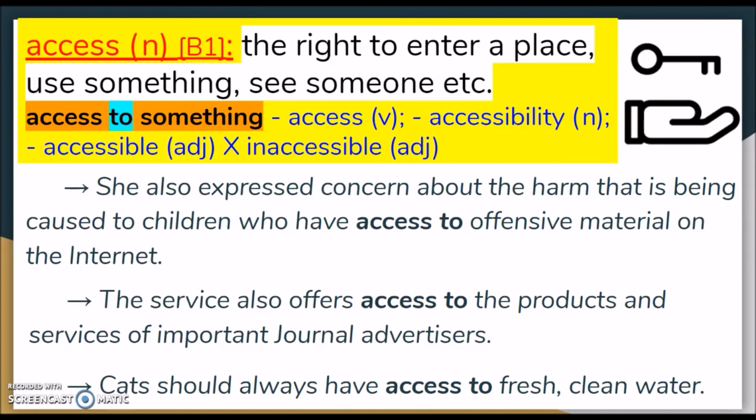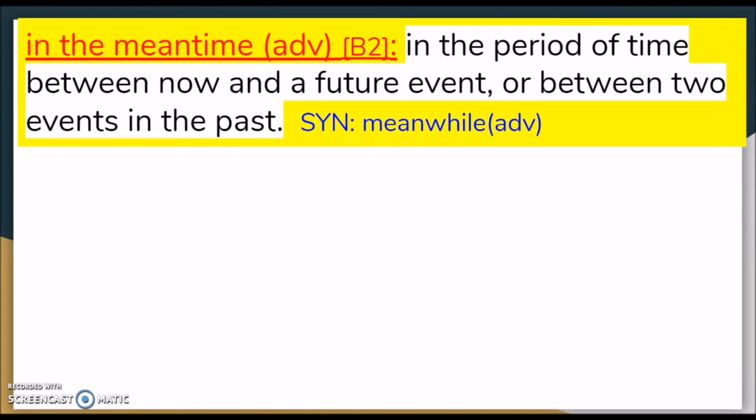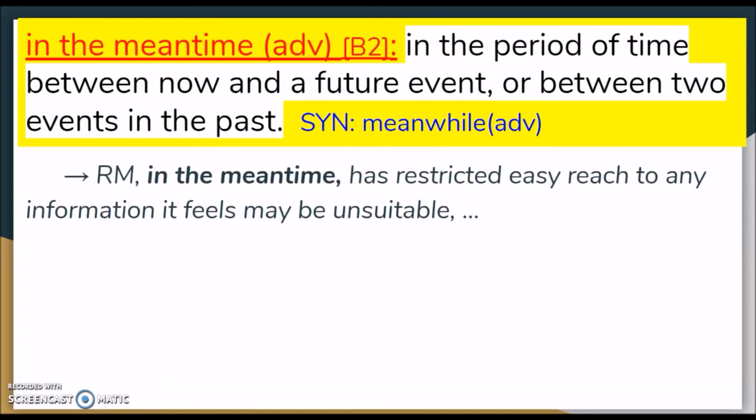And the last sentence, cats should always have access to fresh, clean water. Okay? I mean, they should have that right. Okay, the other word is in the meantime. So, in the period of time between now and a future event, or between two events in the past. It's another word, guys, and the synonym is meanwhile. And maybe you know that word. Okay. RM, in the meantime, has restricted easy reach to any information it feels may be unsuitable. So, in that period of time. Okay?